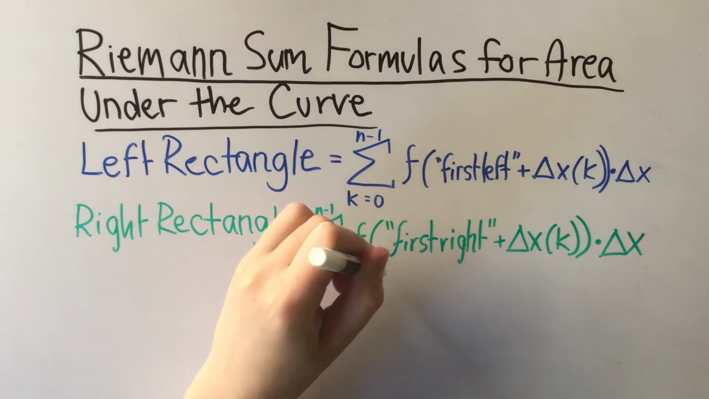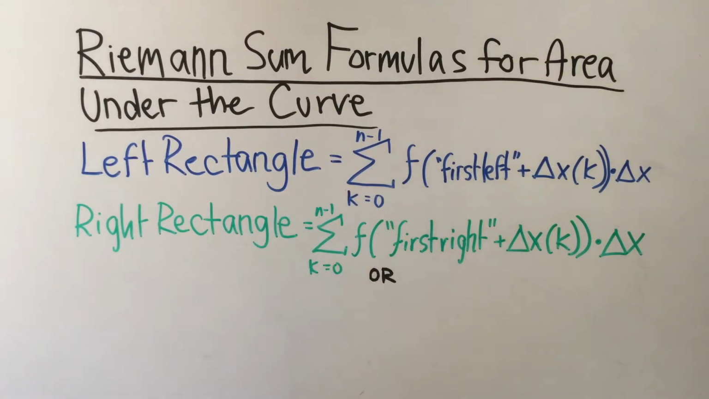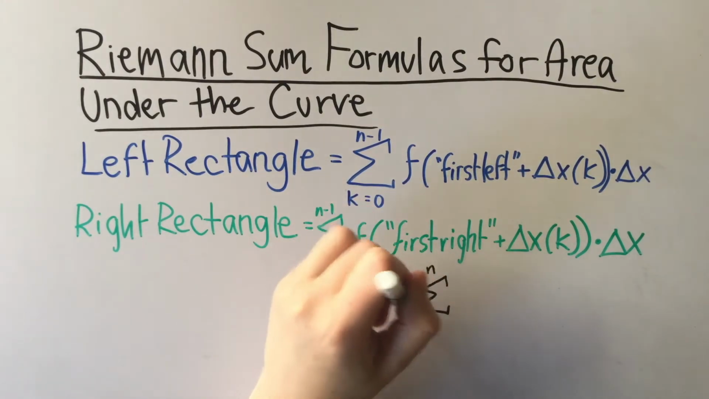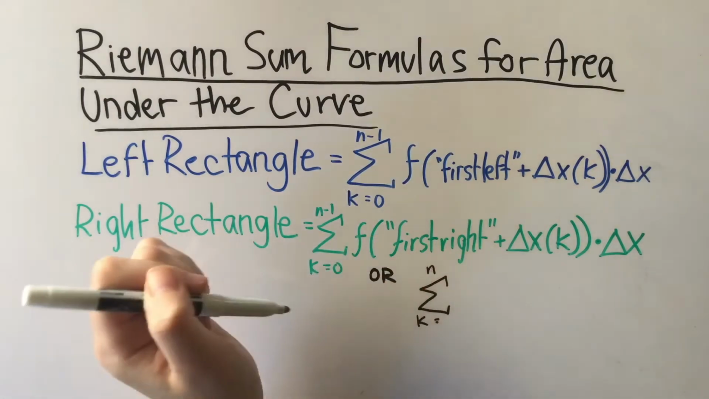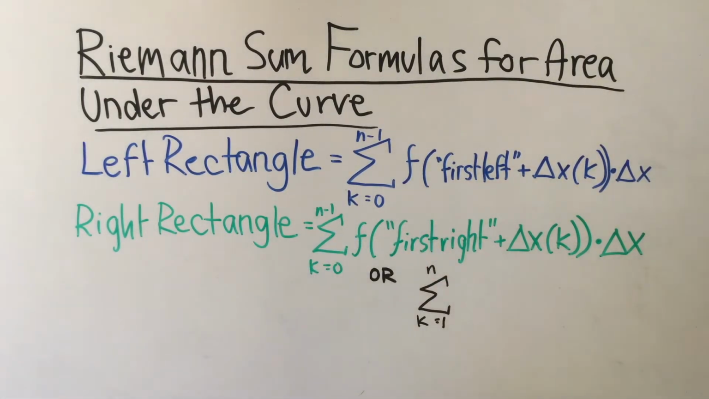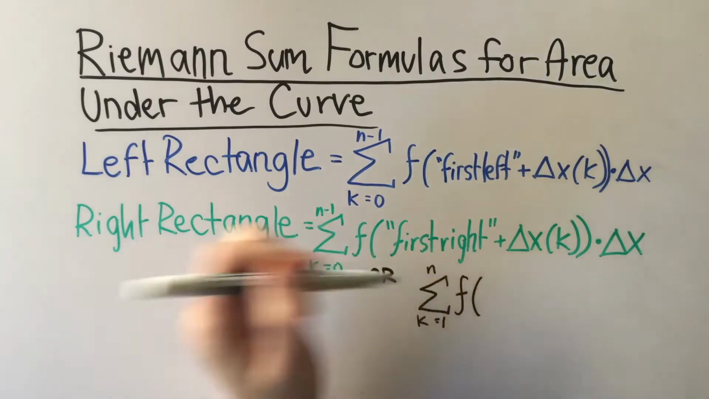You can have that sigma, and instead of an n minus 1, you have an n, because with right rectangles, you go all the way to the right, so you don't have to subtract the last number in the sequence, and k equals 1 in this case. And with k equals 1, that kind of means you're skipping that leftmost corner, because remember, it's a right rectangle, and then f of your first left.